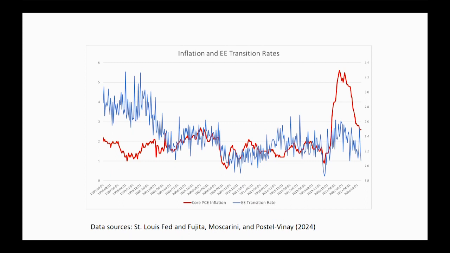So, I looked up some data. Here you have core PCE inflation in red, and the employment-to-employment transition rate from this paper by Fabien and co-authors. And you see, until starting in around 2002, and obviously I have no clue why this is the case, there seems to be a positive correlation. I ran a test for this, and it's highly significant. There's a positive correlation. In particular, in the recent episode, we see that the employment-to-employment transition rates have increased a lot. Actually, there seems to be also a nonlinear response.